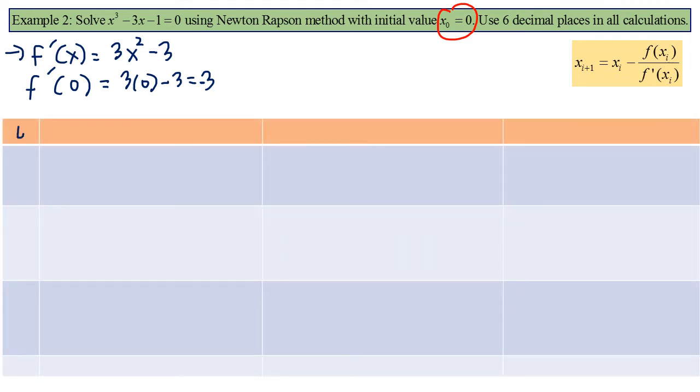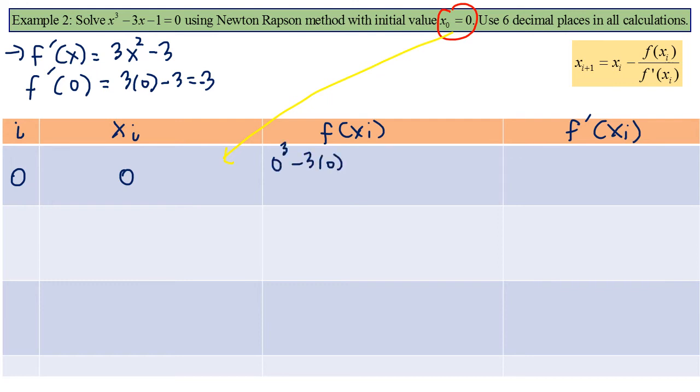Now continue to come out with a table: iteration, xi, f(xi), and f prime xi. For iteration 0, xi is equal to 0 based on the given initial value. How to calculate f(xi)? You substitute into f(x): 0 cubed minus 3 multiplied by 0 minus 1, so you get negative 1. Then 0 substituted into f prime: 3 times 0 squared minus 3, so you get negative 3.